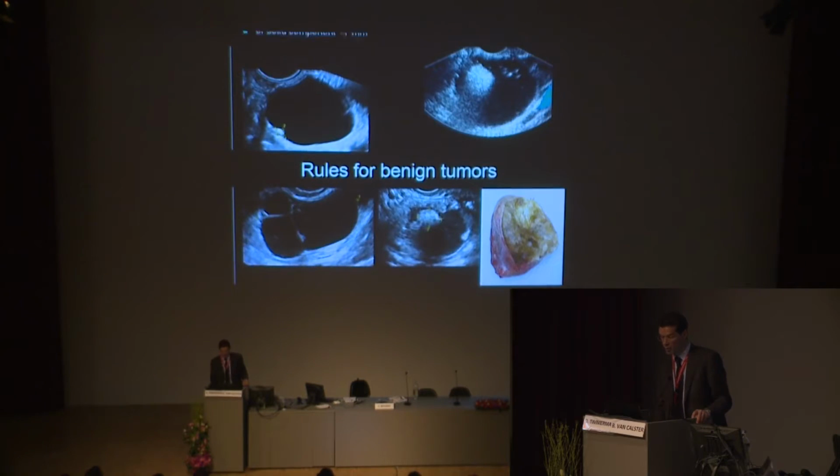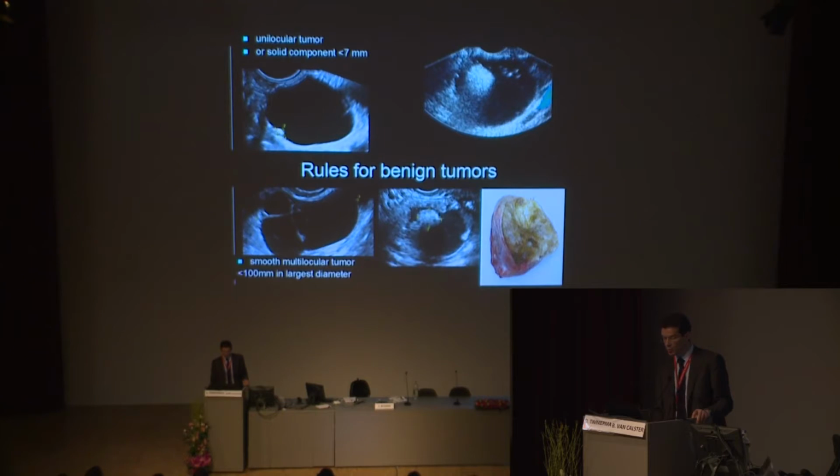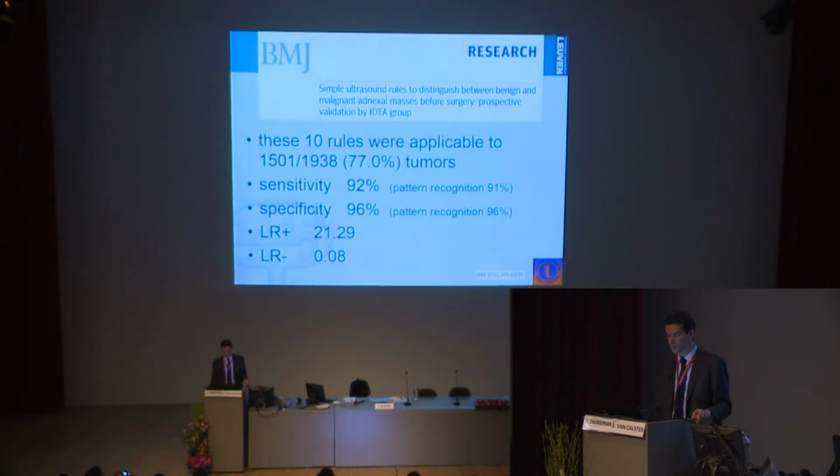Rules for benign tumors: unilocular tumors or cyst. If the solid component is less than 7 millimeters in largest diameter, a smooth multilocular tumor less than 10 centimeters in largest diameter, no detectable blood flow, and finally the presence of acoustic shadows. So these are features that are suggestive of a benign tumor.